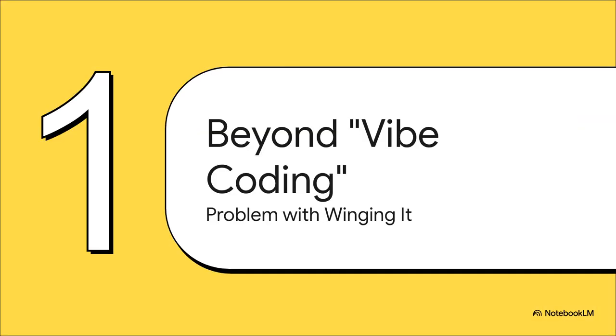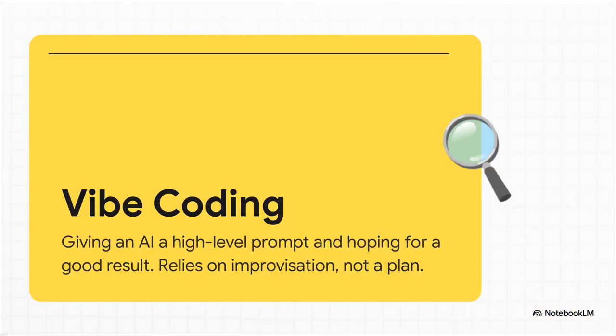All right, first up, let's talk about the common approach that this whole method is designed to fix. It's a practice a lot of us have probably tried, just winging it. But for serious professional work, it's got some pretty big limitations. The term they've coined for this is vibe coding. And it's exactly what it sounds like. You're basically just throwing a high-level idea at an AI, "build me an app that does X," and crossing your fingers, hoping for the best.